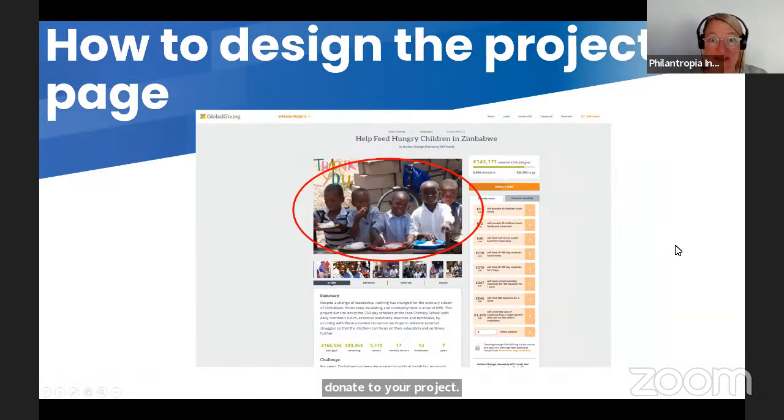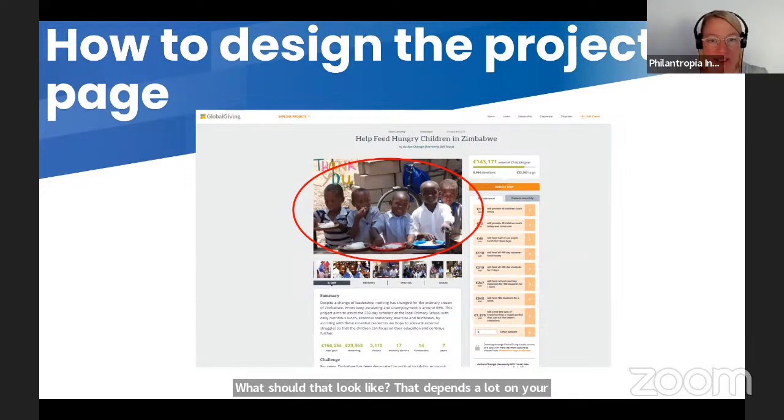So we'll start with this picture, which is really, really important, because that's the first thing people see. Even before the title, they see that picture. Usually on the search page, you have a gallery of all the projects, and you can see the small profile pictures of those projects. So having an appealing picture here is super important. What should that look like? That depends a lot on your project.